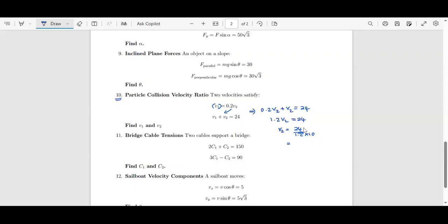If you multiply by 10 in the denominator, you should do the same for the numerator as well. So you have 240 divided by 1.2 times 10, which is 12. 240 divided by 12 is 20. So V2 is 20. And we know V1 is 0.2 V2. We know what V2 is, so 0.2 times 20 is 4.